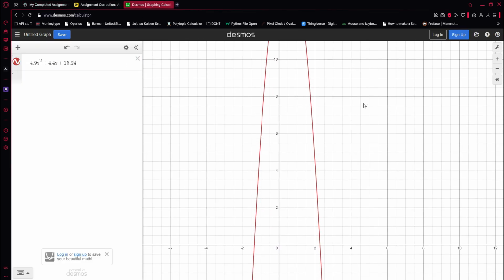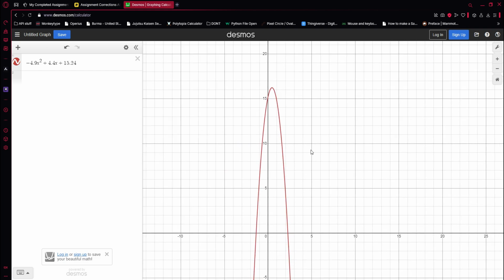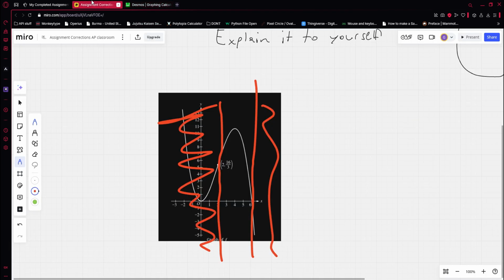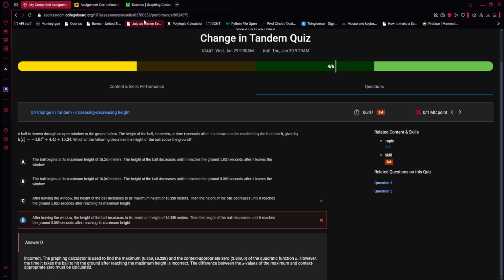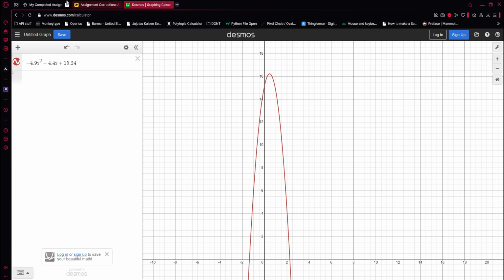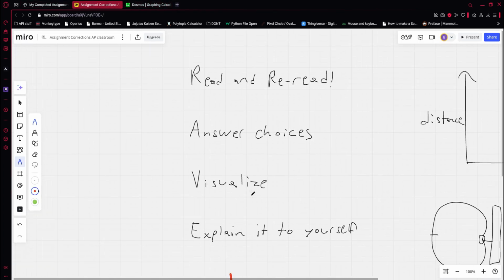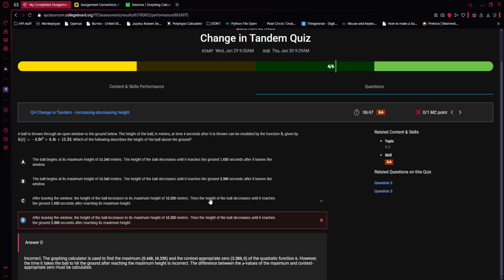So as you can see here, I've modeled our little graph, and we visualized it, so we know what it looks like. Let's take a look at our step 2. Also, explain it to yourself. I forgot to cover that, but if you're not really sure on something, or even on most questions, you want to read your answer choice and explain it to yourself as if you're teaching yourself how to do it. Because teaching is the best way to learn something.